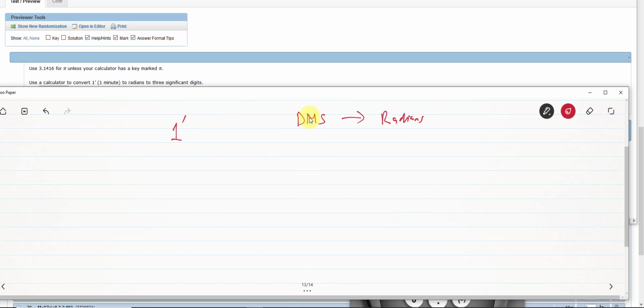Now 1 minute is a minute value, so I'm putting 1 minute here because I don't have anything for degree or second. That means I have 0 for degree and I have 0 seconds as well. So this is the DMS format, and now I'm looking to convert this back to radians. So I'm using my TI-84.